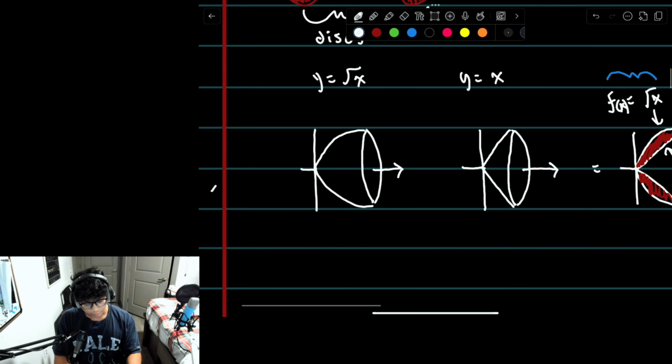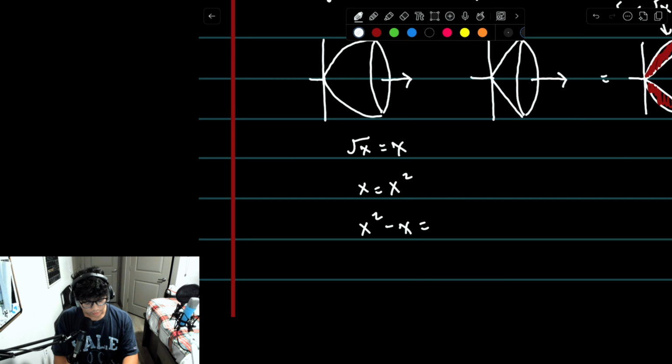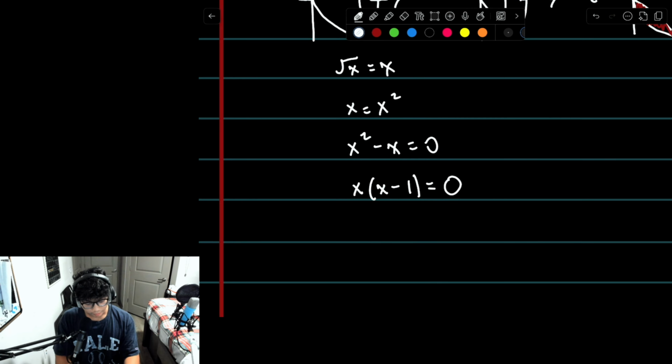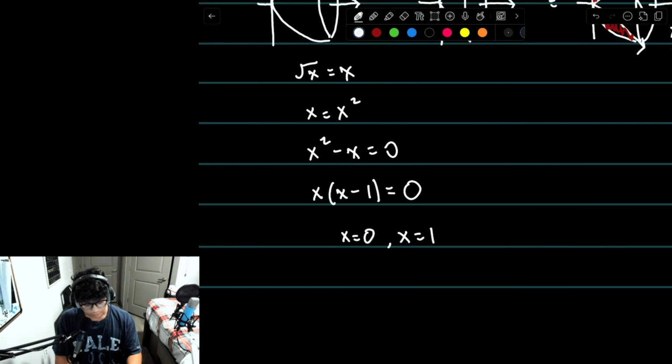And to do that, we just set these two equations equal to each other, which then leaves us with x squared minus x, which can then be put into x times x minus 1, which equals 0. And now we know our bounds are x equals 0 and x equals 1. So that will be our a, and that will be our b.